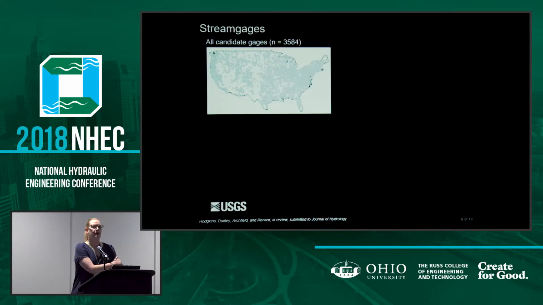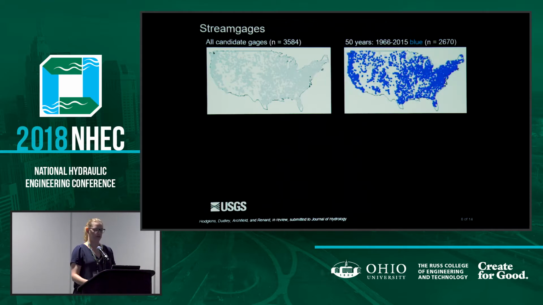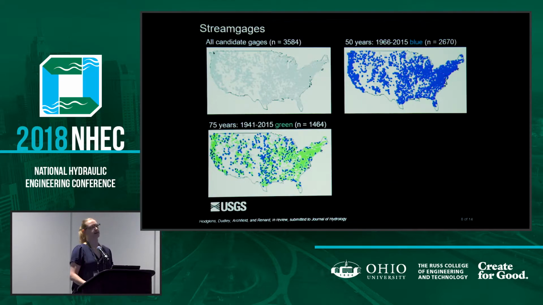So we started with a set of stream gauges in the United States. All of these stream gauges, these 3,500 stream gauges, have at least 20 years of complete record at some point over their life. Then what we did was we narrowed that down to choosing only gauges that had complete record. Well, they had to have 80% complete record in every decade over 50 years. And then that gave us 2,600 gauges. Then we further whittled that down to look at a longer time span of 75 gauges.